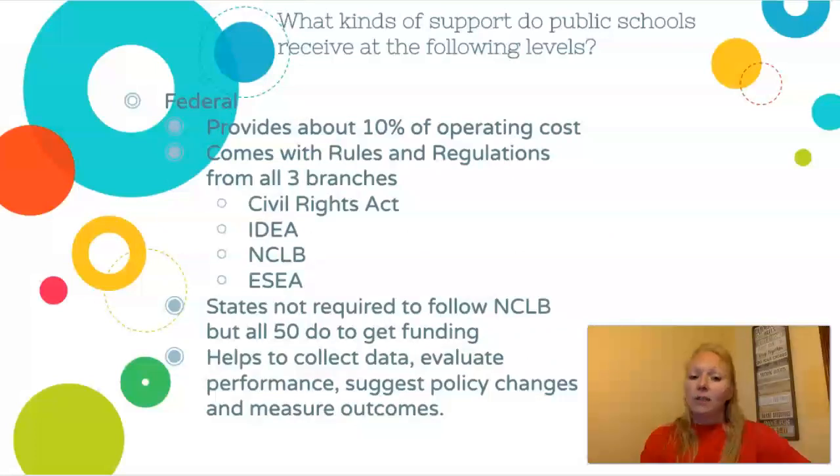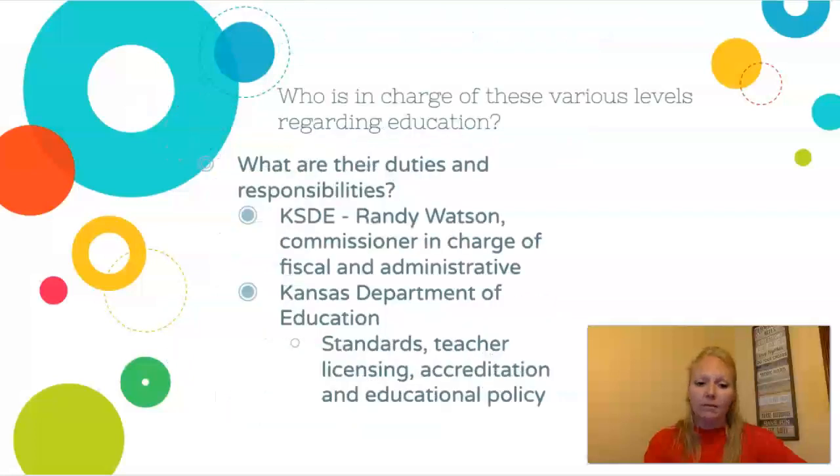So same question at the federal level. The federal government provides about 10% of operating costs, but this comes with rules and regulations from all 3 branches. Some of these rules and regulations today and along the way have been the Civil Rights Act, IDEA, No Child Left Behind, and the Elementary Secondary Education Act. States are not required to follow No Child Left Behind, but all 50 states do choose to do that because they do want the federal funding. The federal government helps to collect data, evaluate performance, suggest policy changes, and measure outcomes.